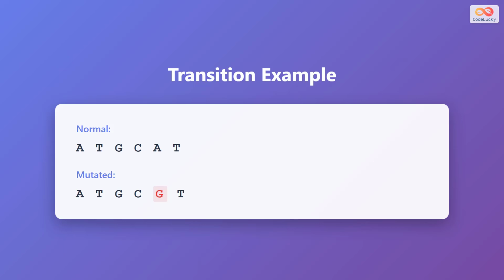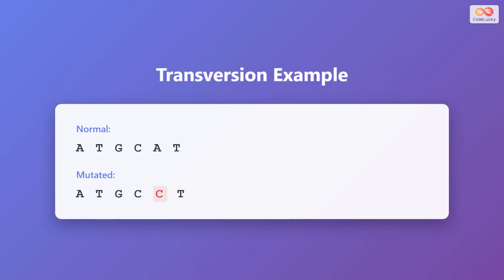Let's look at a specific example of a transition mutation. In the normal DNA sequence, we have adenine, thymine, guanine, cytosine, adenine, thymine. In the mutated version, the adenine at position 5 has been replaced by guanine. Both adenine and guanine are purines, so this is a transition mutation. Notice how just one nucleotide change can alter the genetic code.